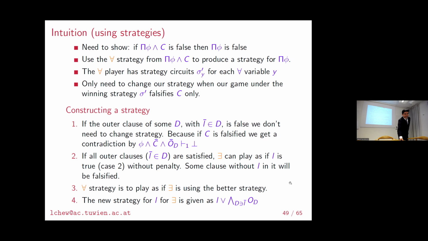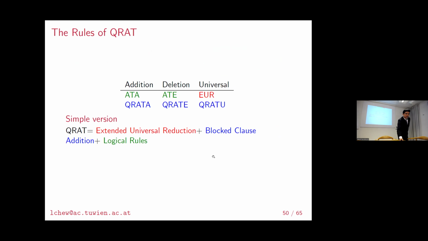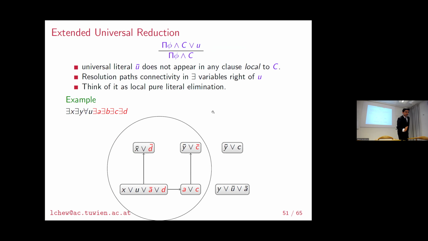Right, so this is actually the nicely behaving part of QRAT because it has this little strategy extraction thing that you can construct. The other part, the problem part, is extended universal reduction. So how does this work? I don't even have time to describe this fully. Before, we had universal reduction with the side condition that this C just contained variables to the left of you. In extended universal reduction, you're actually allowed to do it when you have these blocking literals.